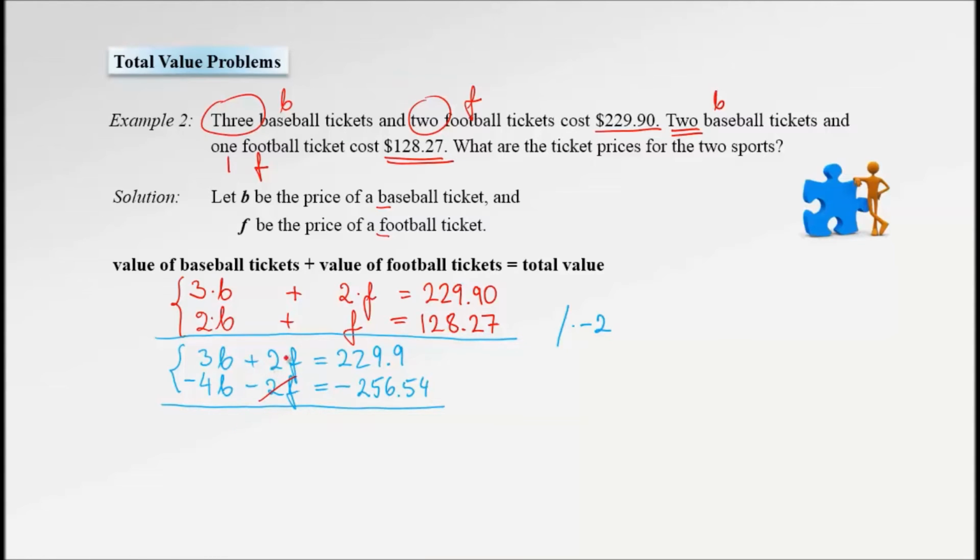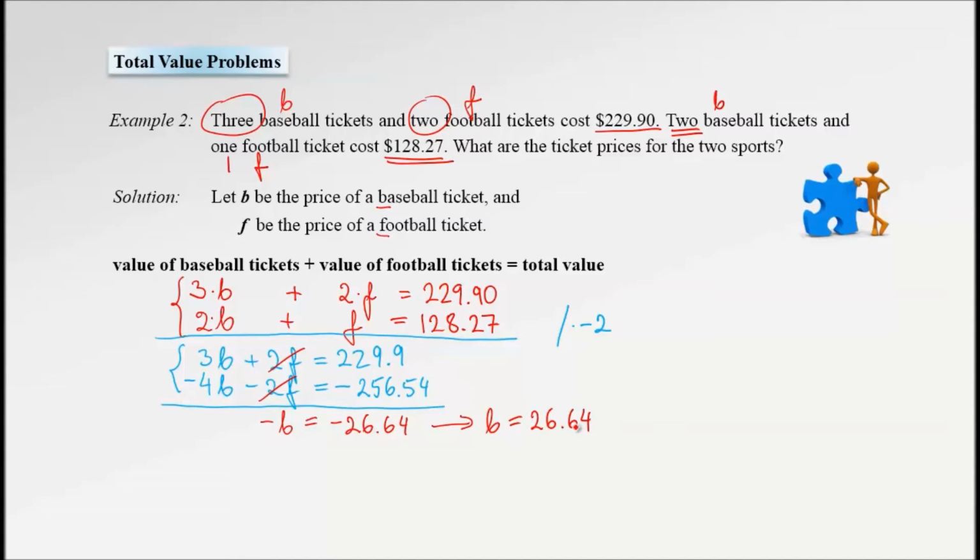That will allow us to cancel the F terms, and what we end up with is 3B minus 4B is -1B. On the other side we have -26.64. To add these two numbers you just use a calculator, which means that B by itself is 26.64. What does 26.64 stand for? Oh, let's go back to our let statement. B is the price of the baseball ticket, so 26.64 is the price of 1 baseball ticket.